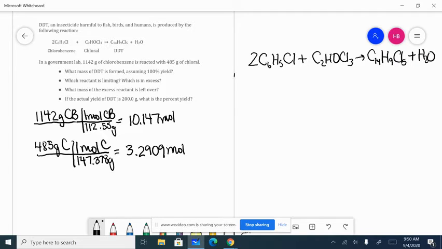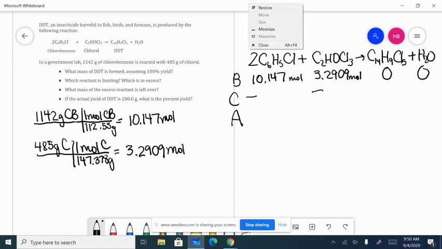So BCA. The B is the given changed to moles, so 10.147, 3.2909, 0. Remember, the reactants get minuses, the products get pluses, and this one will be 2x, this one will be 1x, this one will be 1x, and this one will be 1x.